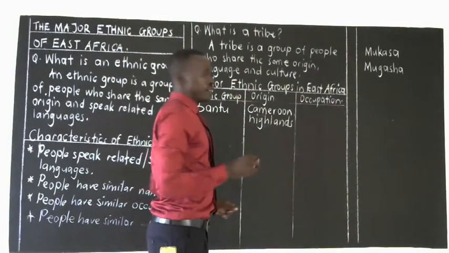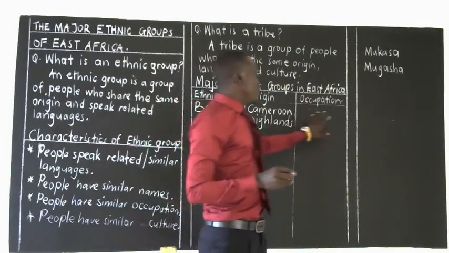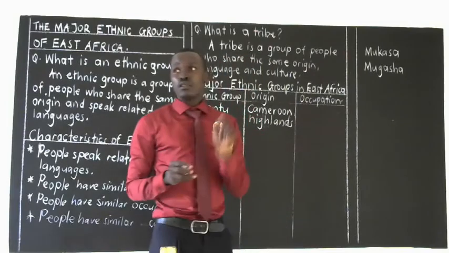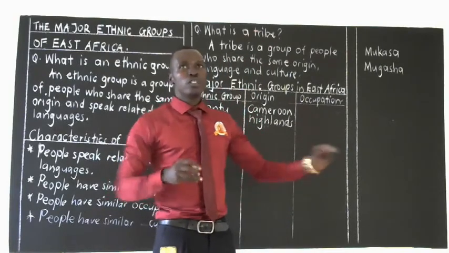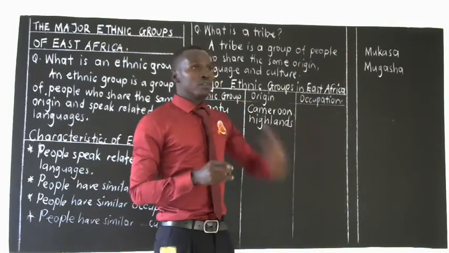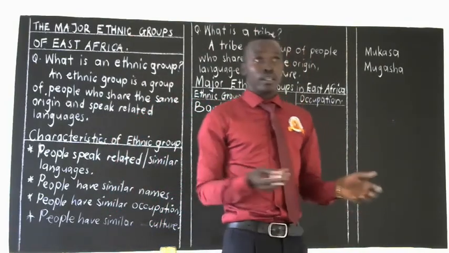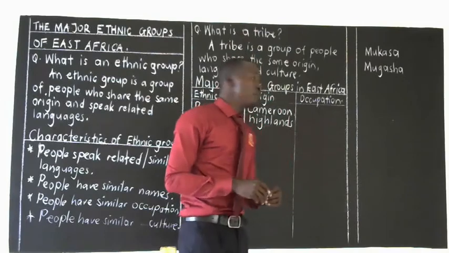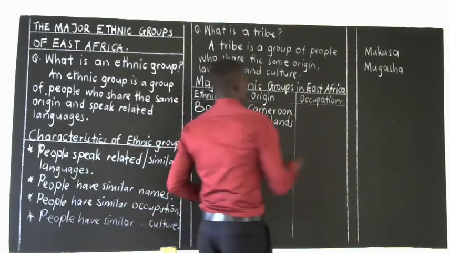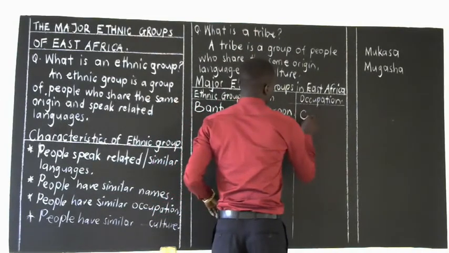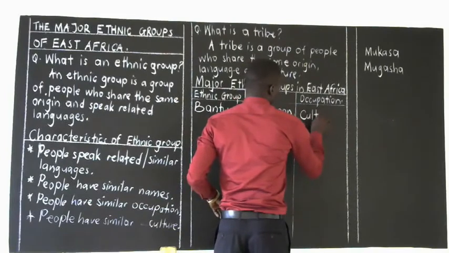The occupation of the Bantu mainly was cultivation. If you look at most Bantu tribes, they are cultivators. Cultivation means clearing land for the purpose of growing crops. So we are saying that their main occupation was cultivation.